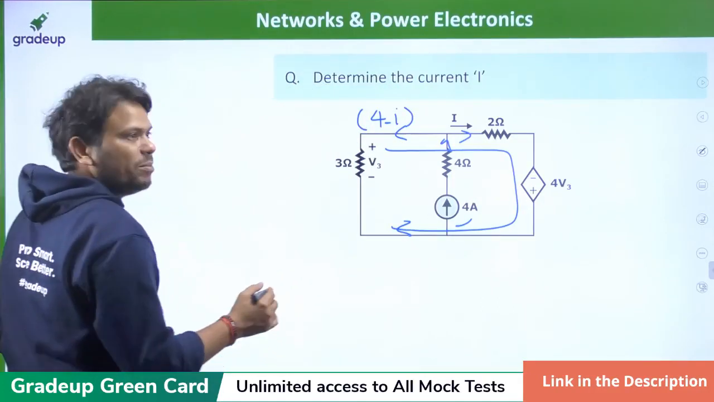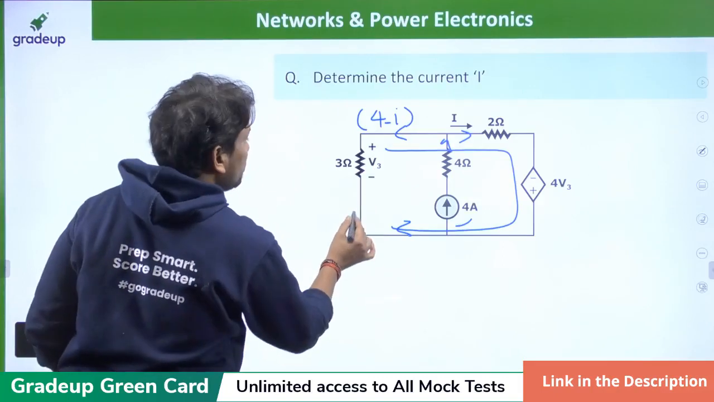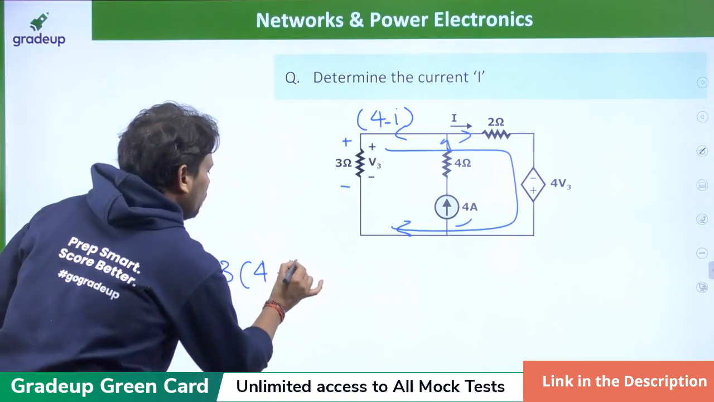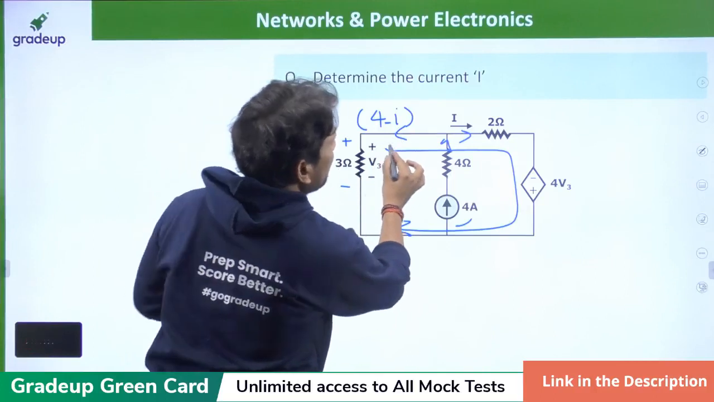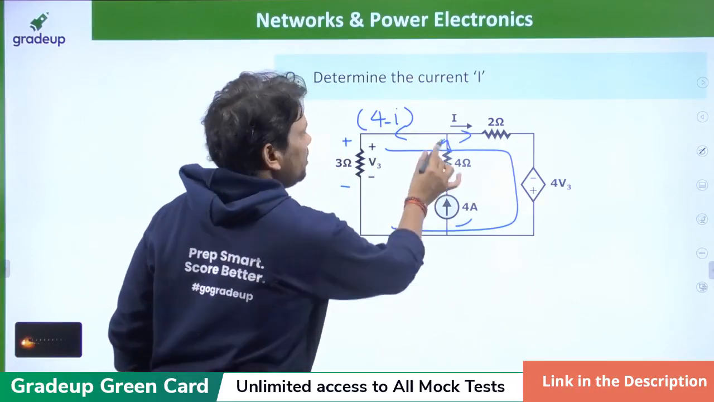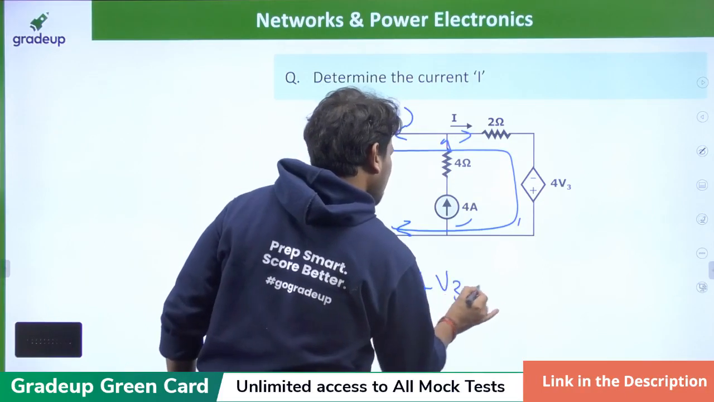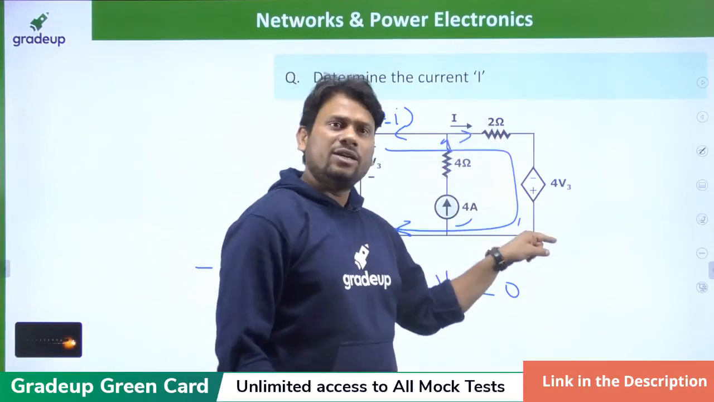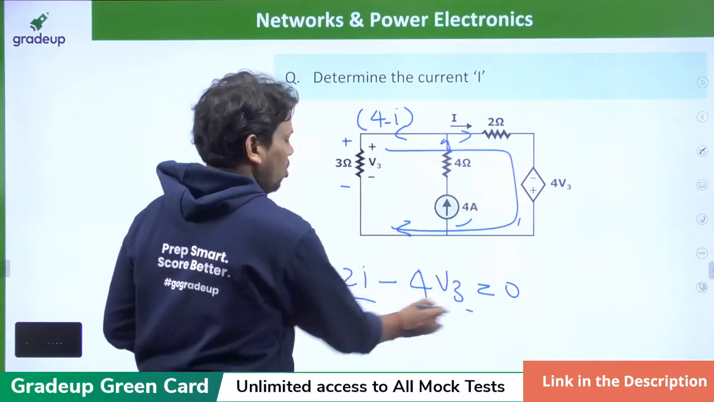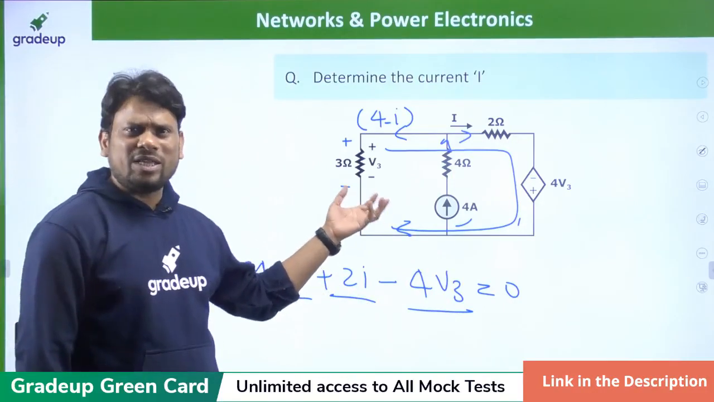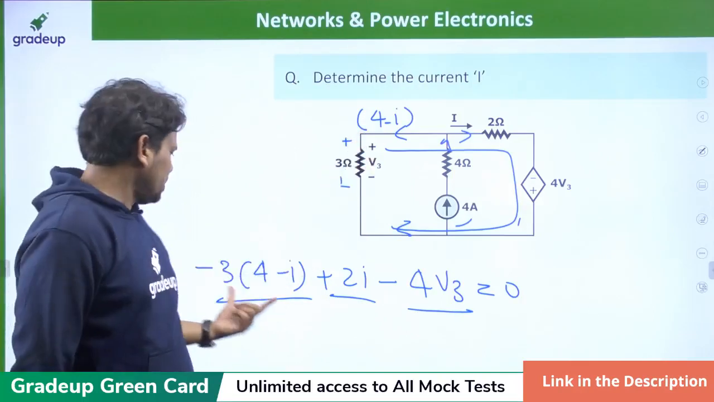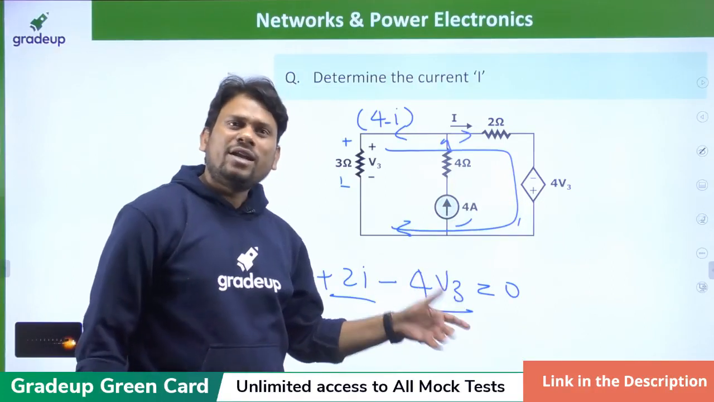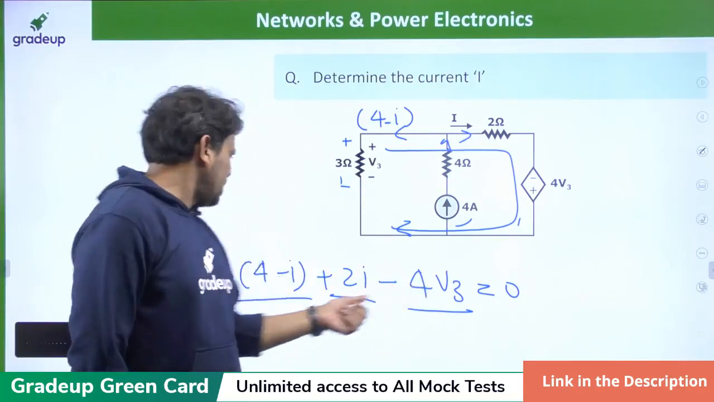Now somebody tell me what will be the KVL equation? See, this current is flowing in that direction. So the KVL equation is minus 3 into (4 minus I) plus 2 into I minus 4V3 is equal to 0. How many elements are present in this circuit? 1, 2, 3. So in our equation we only required 3 drops. Again, see whether the polarities are right or not. Minus 3 into this is done, plus 2 into that is done, and this polarity is minus, so minus 4V3. Now we have two variables, V3 and I.